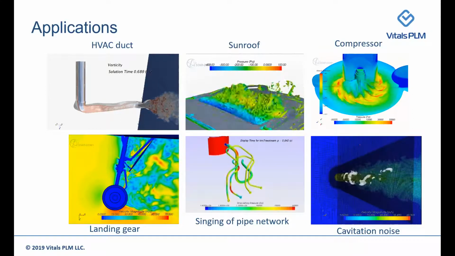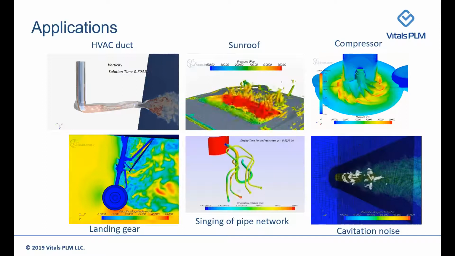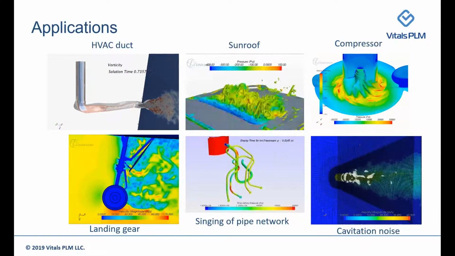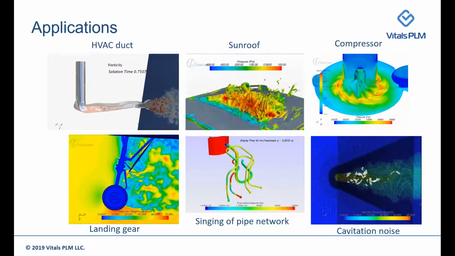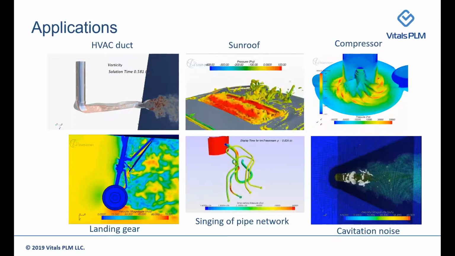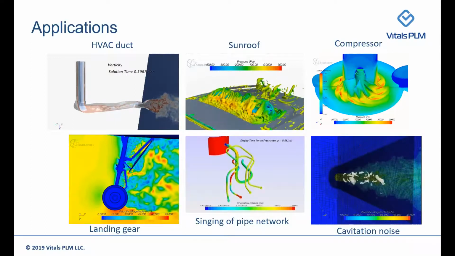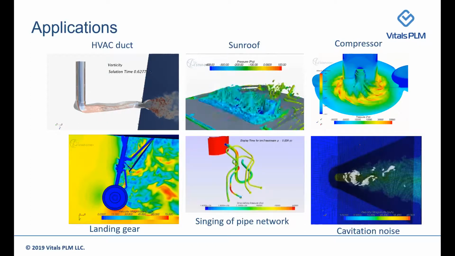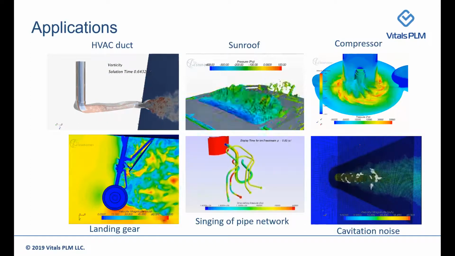Here we see the compressor is rotating at a high RPM, on the order of 20,000. As a result of that, we see highly localized pressure fluctuations on the rotating surfaces, and this becomes a source for the sound. And again, we have discussed the landing gear in the aerospace industry.